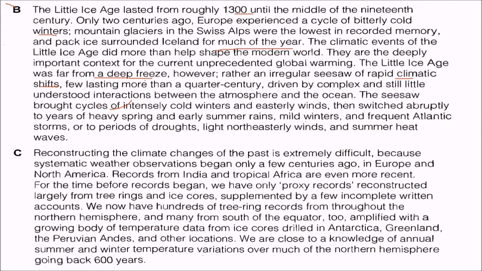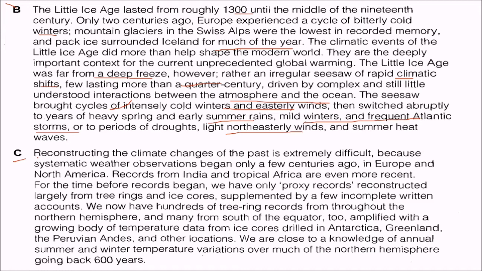Few lasting more than a quarter century, driven by complex and still little understood interactions with the atmosphere and the ocean. The seesaw brought cycles of intensely cold winters and easterly winds. They switched abruptly to years of heavy spring and early summer rains, mild winters, and frequent Atlantic storms, or a period of droughts, light northeasterly winds, and summer heat waves.